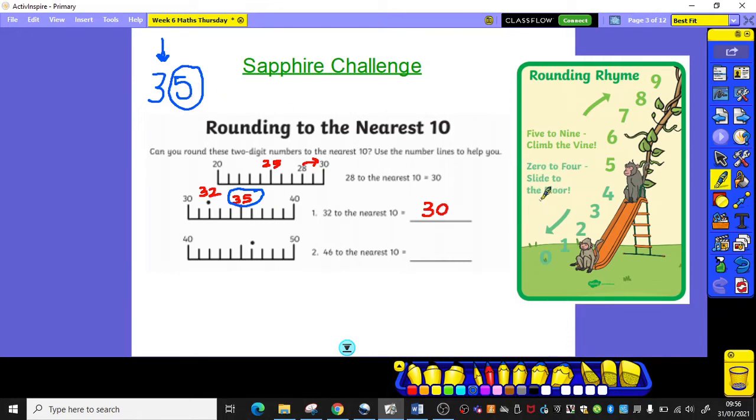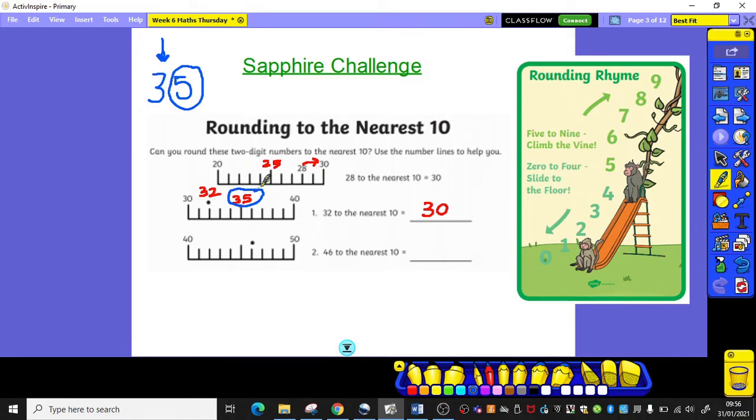to the floor. And this is a rhyme that we practiced in the autumn term. 5 to 9, climb the vine. 0 to 4, slide to the floor. So if the number that precedes the tens column is 5 to 9, I round up. If the number that precedes the tens column is 0 to 4, I round down.